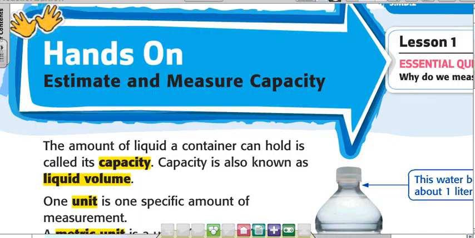Okay, it's chapter 11, lesson 1. We already did 5 and 6 last week before break. So we're going to go back and do lessons 1, 2, 3, and 4. It says estimate and measure capacity.